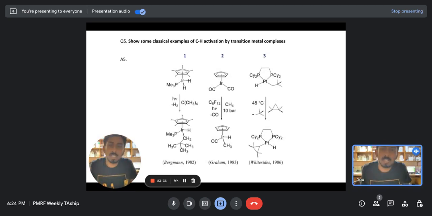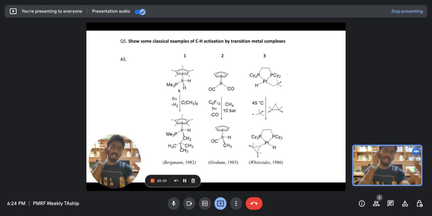Now here are the three examples I have taken to show you how this C-H activation may take place. Let's come to example number one. This is an iridium species. We have a Cp* ligand, two hydride ligands, and one PMe3 ligand.